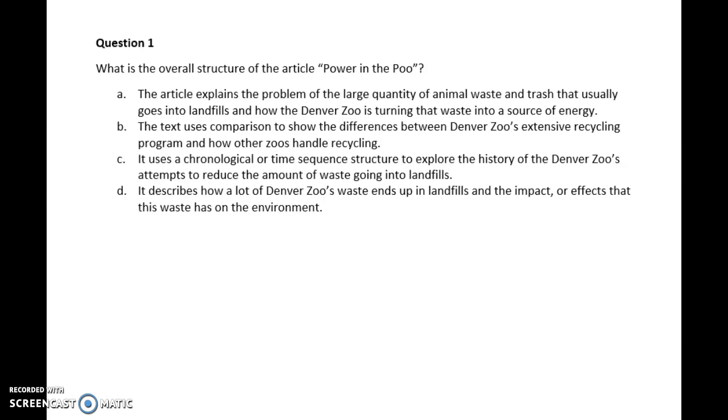And then finally, choice D says it describes how a lot of Denver Zoo's waste ends up in landfills and the impact or effects that this waste has on the environment. If this is the correct answer, the article would be organized by cause and effect. The article should explain how a lot of the zoo's waste goes into the landfills. The waste going into landfills is the cause. The article should also describe how all this waste affects the environment. This is the effect. So now that we have read each of the choices, it's time to read the article.